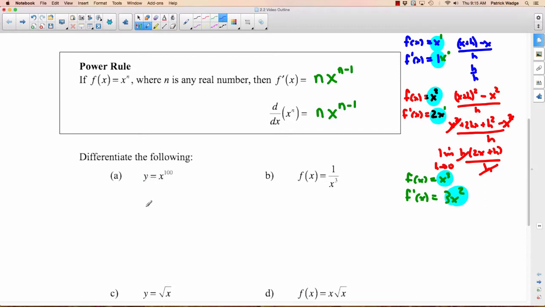Y equals x to the 100th power. So what does y prime equal? Okay, just use the power rule. Take the exponent, put it out front, rewrite the x. 100 drops down to 99.